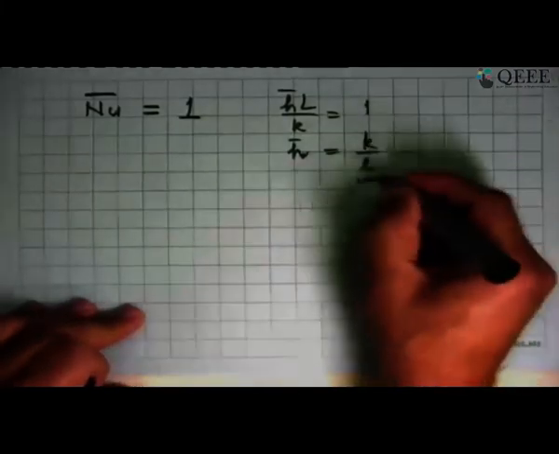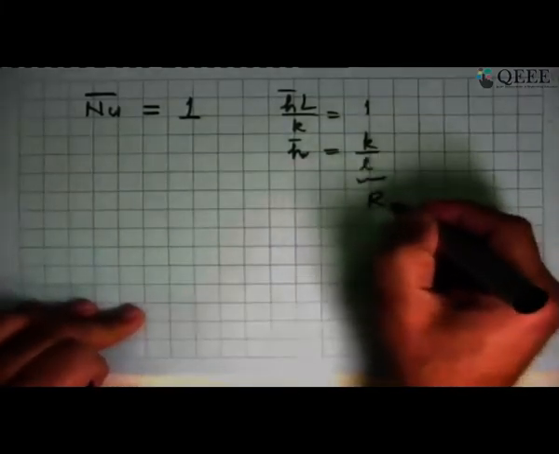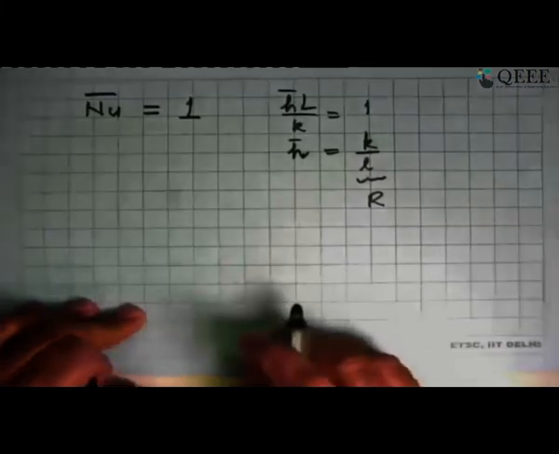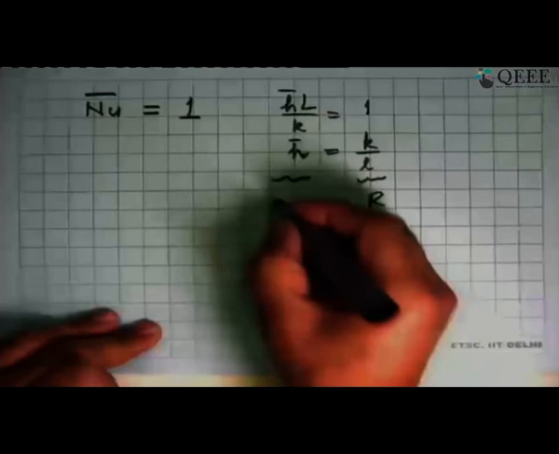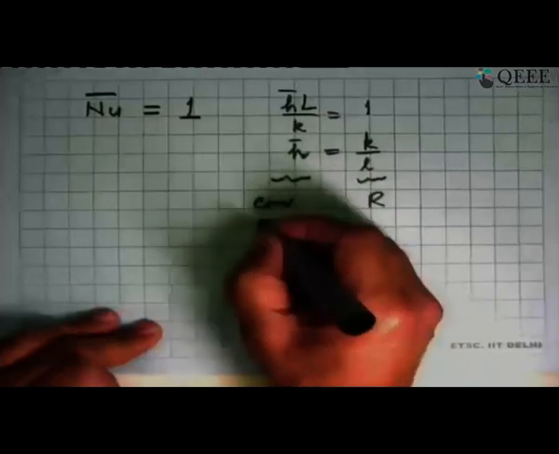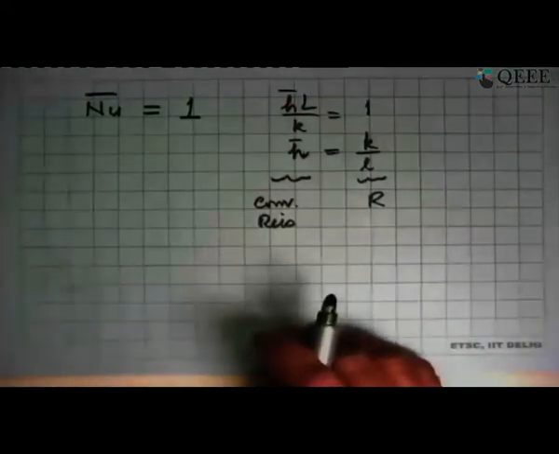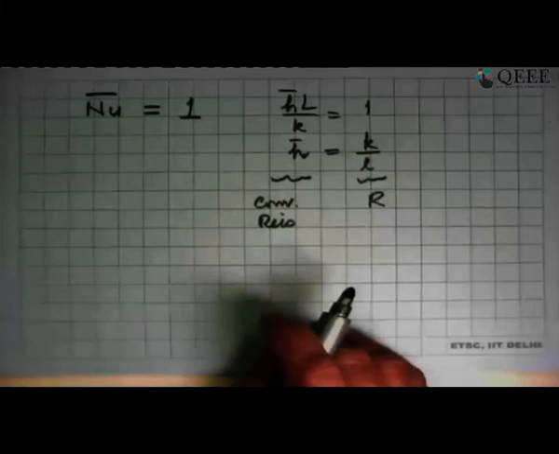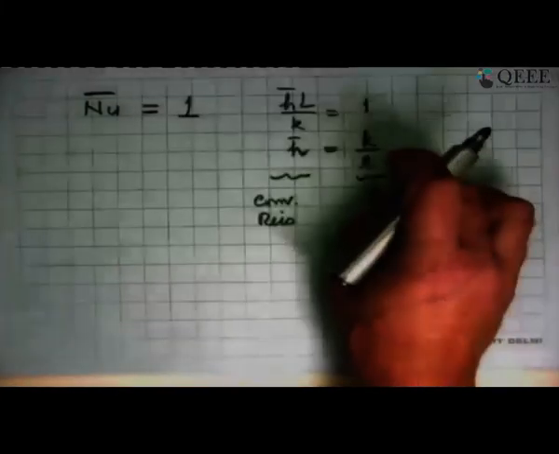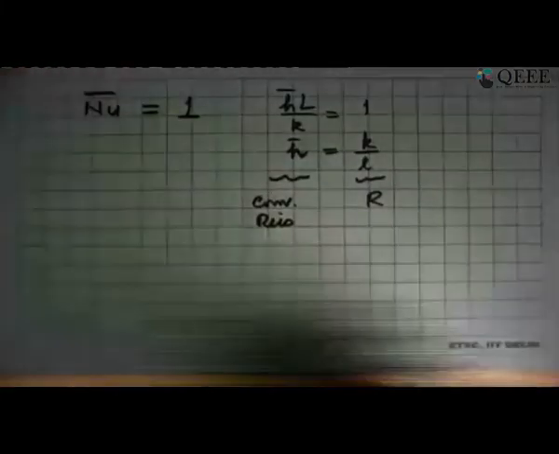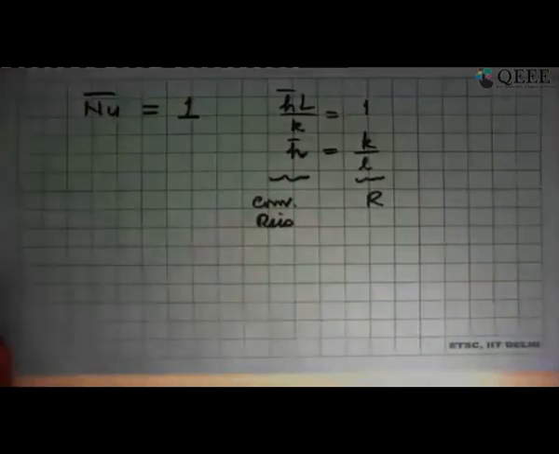And k upon L, you will realize, is in some way the conduction resistance that you have learned. You can now see that this is also telling you the idea of the convective resistance. If the Nusselt number is 1, it means that there is no convection-induced augmentation of conduction. It is exactly equal to conduction. That is the one extreme case.